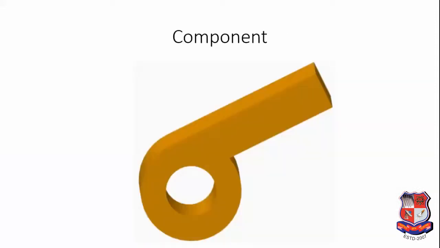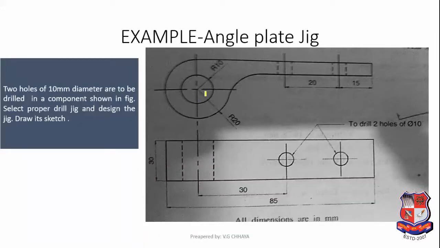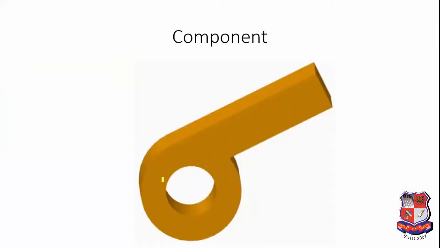So first, this is a construction of component. From design of component we can see that there is already drilled hole of 10 mm radius, means 20 mm diameter hole is already drilled. Total length of component is 85 mm and width of component is 30 mm. So this is a construction of a component.